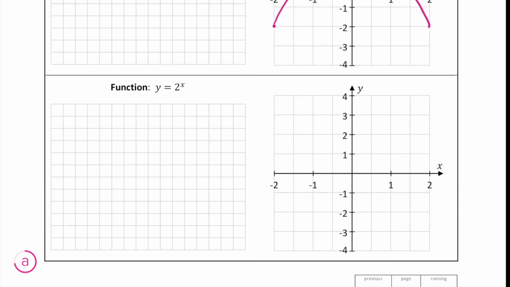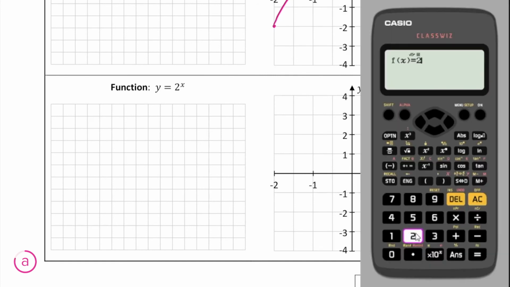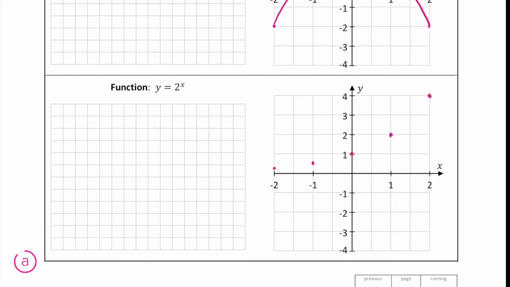Moving on to the last function, this time we're given an exponential function, y equals 2 to the power of x. Again, we can use the table mode in our calculator to plot the graph of this function. Here's all the points we get from our table. And this is what your graph for the function should look like. If you draw these three functions correctly, you get the full 15 marks for the question.